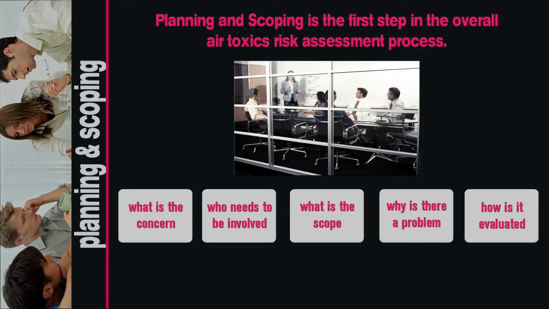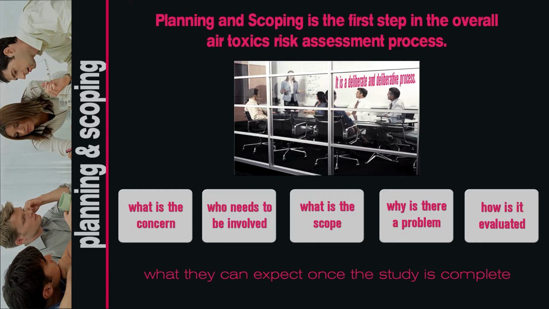In that sense, planning and scoping is a deliberate process because you deliberately perform this function to inform the rest of the assessment. Planning and scoping is also deliberative in that you must first get together all the people who need to be involved in the analysis and discuss why and how the assessment is to be done. This is a critical element of planning and scoping, since you want everyone to clearly understand before the analysis begins in earnest the reason the study is being done, who needs to be involved, how it is going to be done, and what they can expect once the study is complete.